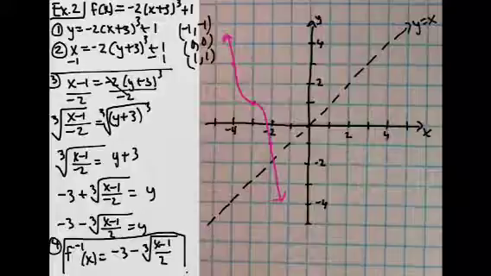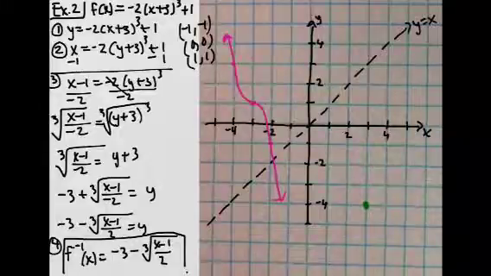3, negative 4. I'm using green for the inverse function. And then right here, the point negative 3, 1, this point is now 1, negative 3. And then the point negative 2, negative 1 is now negative 1, negative 2, right here. Okay, and then we connect the points.